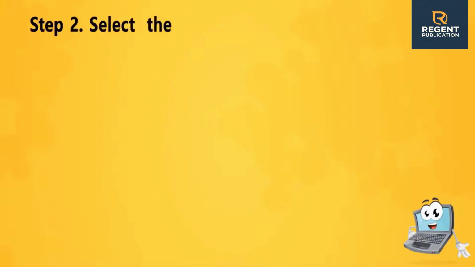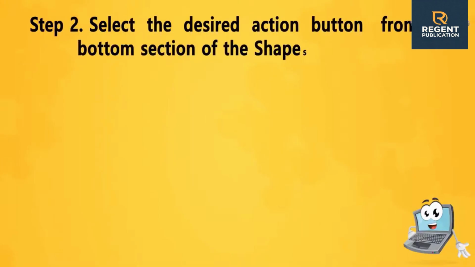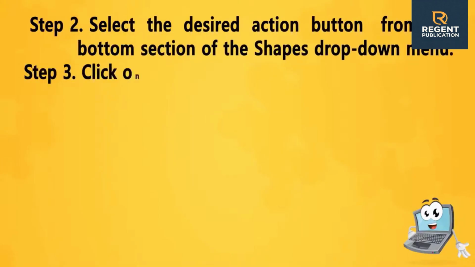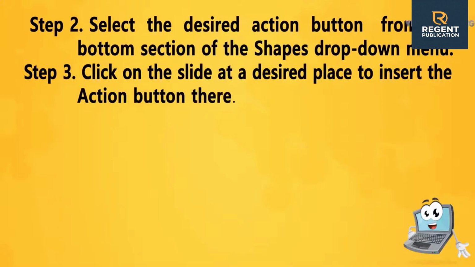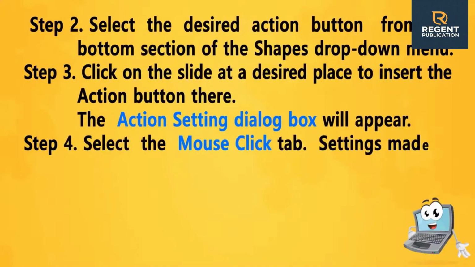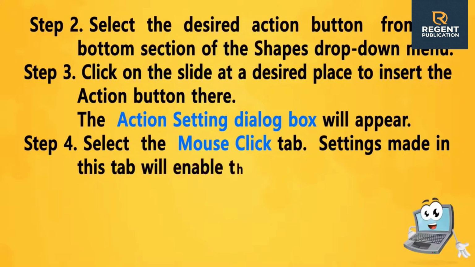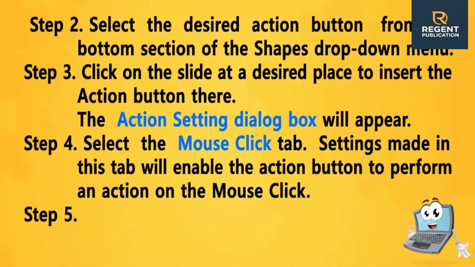Step 2. Select the desired action button from the button section of the Shapes drop-down menu. Step 3. Click on the slide at a desired place to insert the action button there. The Action Setting dialog box will appear. Step 4. Select the Mouse Click tab. Settings made in this tab will enable the action button to perform an action on the mouse click.